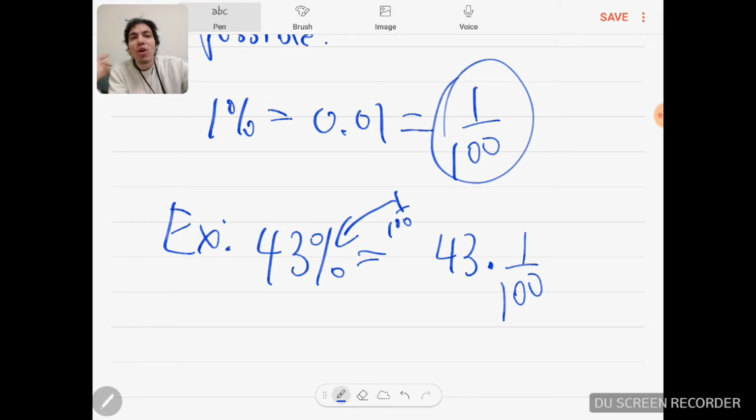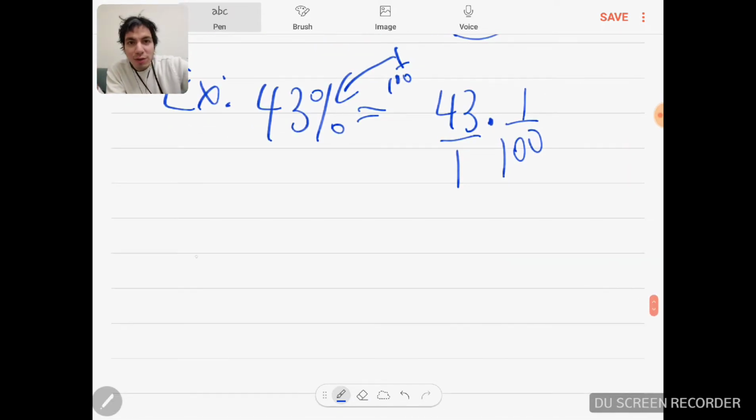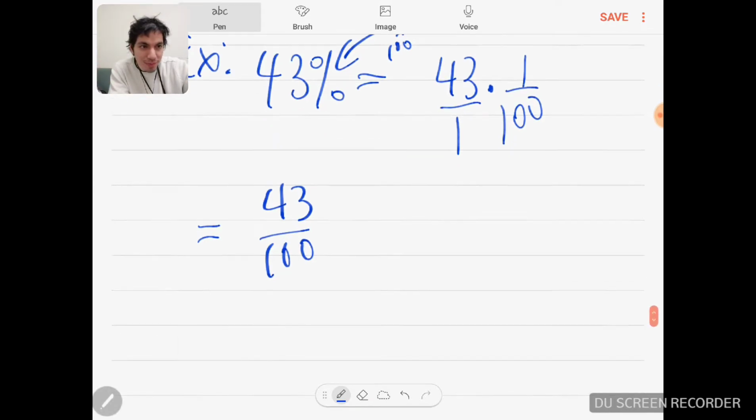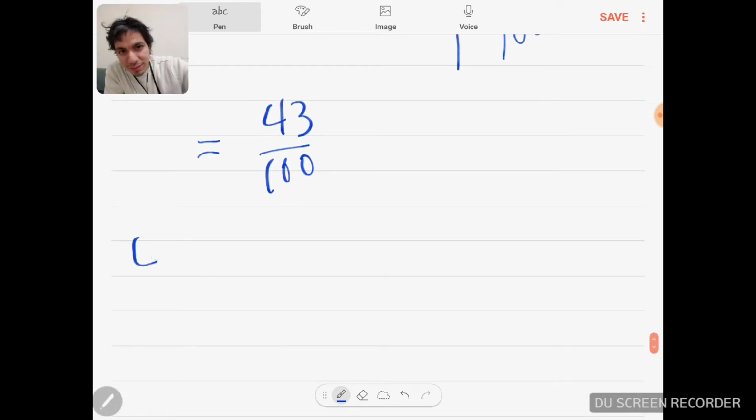Remember, to turn any whole number into a fraction, you just put a 1 under the whole number. Or again, if you're good at this, you just simply multiply straight through. So 43 times 1 is just 43 over 100. Now I ask myself, can I reduce? The answer is no. I cannot reduce 43 over 100.